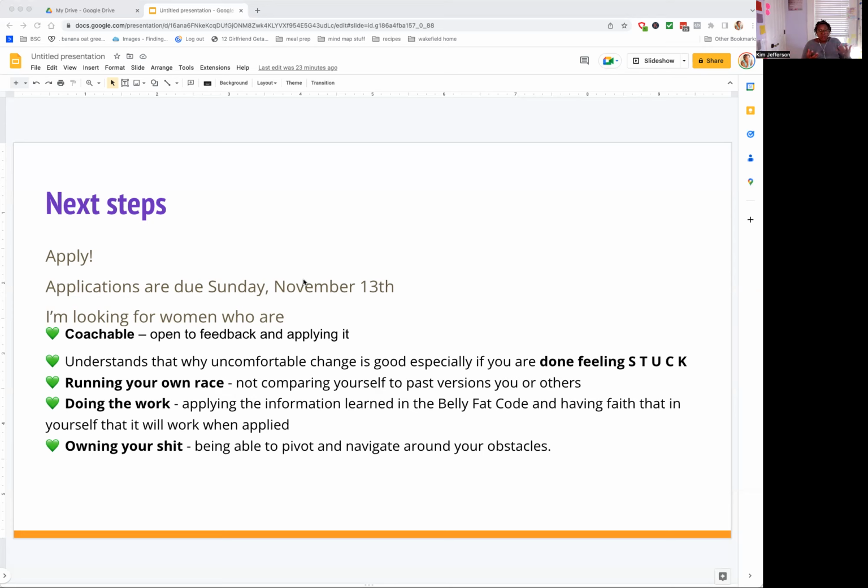Lastly, own your stuff, right? Being able to say, you know what, that didn't work, and not shut down. Be like, okay, now I got to pivot. I got to navigate. I got to figure out another way around this. All right. So the Belly Fat Code application to do on Sunday.